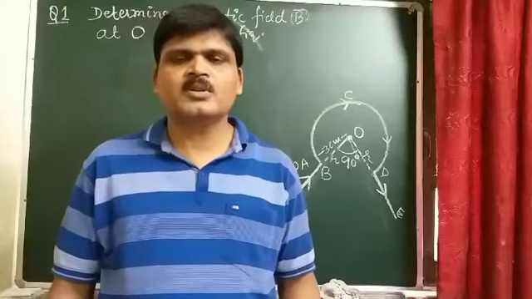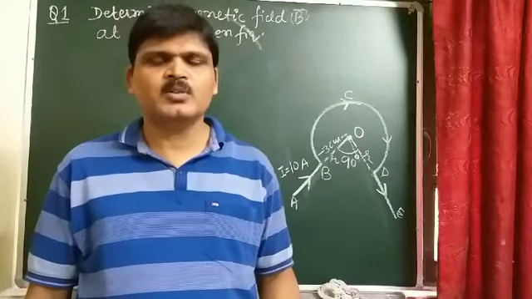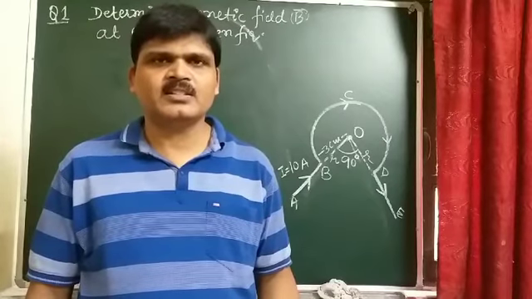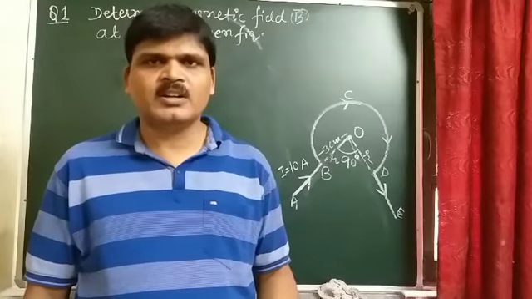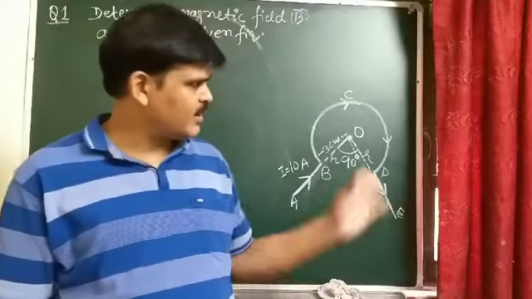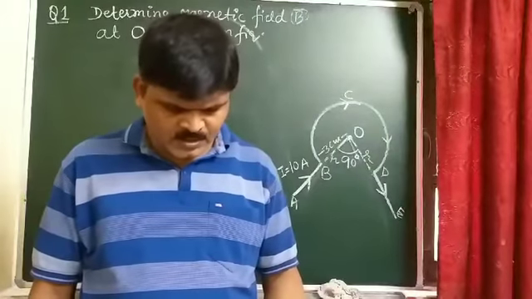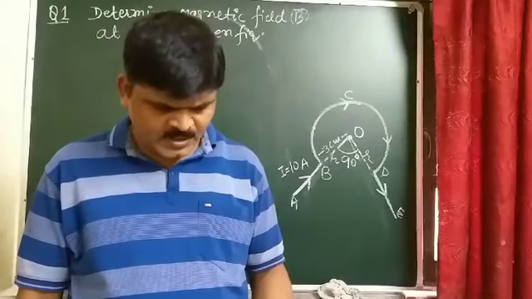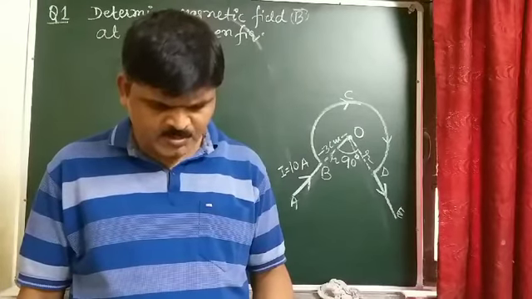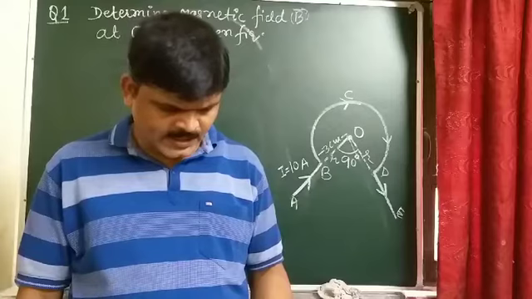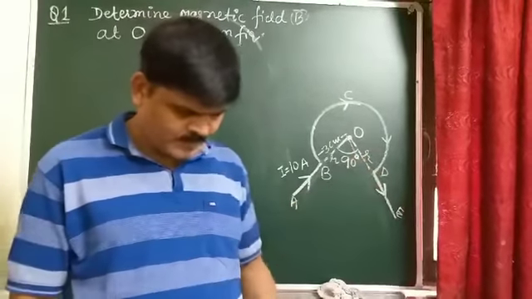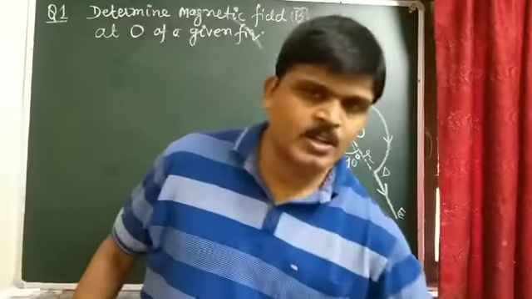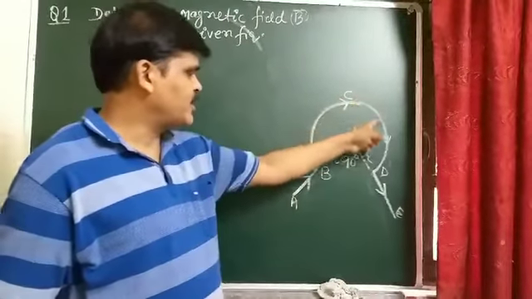Good morning, student. Today I am going to solve the numericals based on the magnetic field at the center of a circular current loop, and the question is, the diagram is shown here. The wire shown in the figure carries a current of 10 ampere. Determine the magnitude of the magnetic field at the center O. Given the radius of the bent coil is 3 centimeter. So the radius of the bent coil is what?